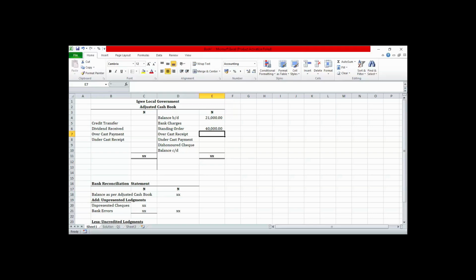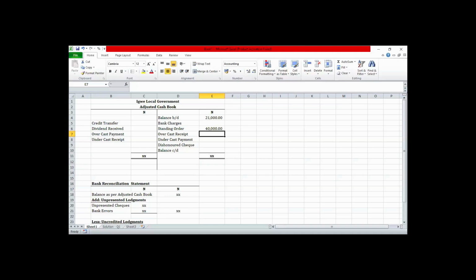On 20th June, a check for 11,400 naira received from an insurance company was posted in the cash book as 71,400 naira. That is an overcast. The check was 11,400 received from the insurance company. That also was posted in the cash book as 71,400. The overcast receipt.